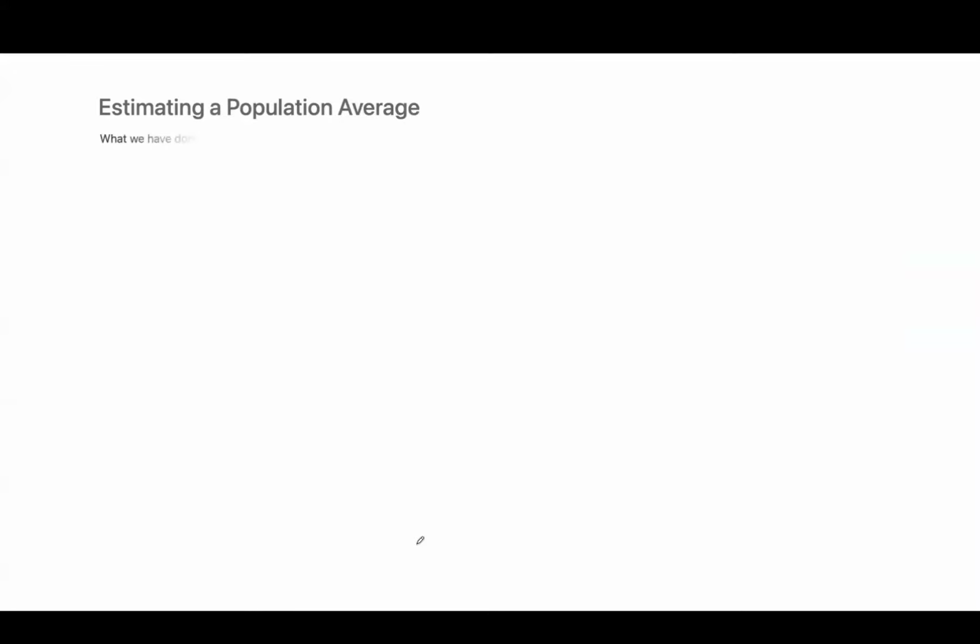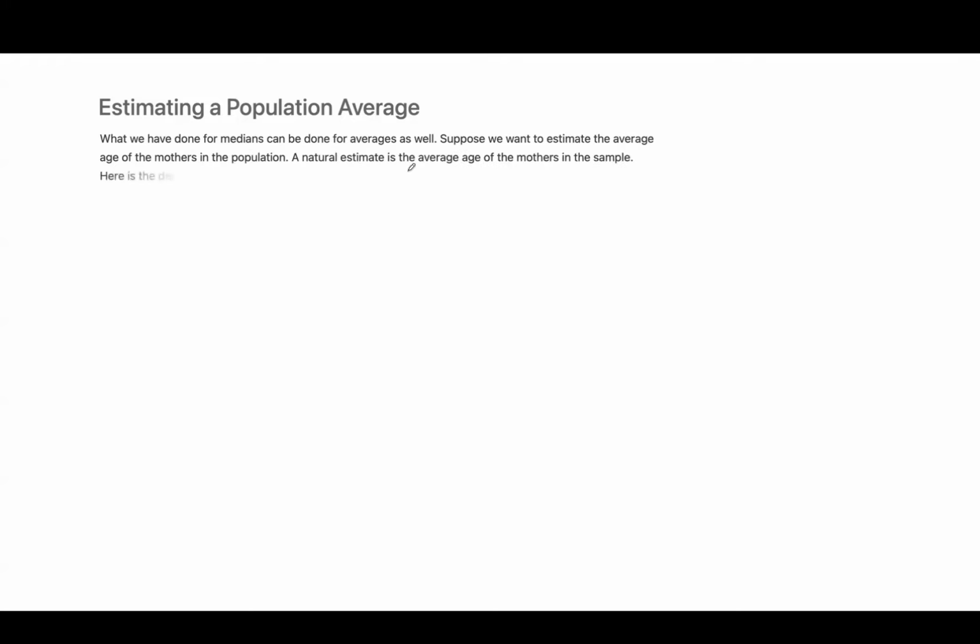Estimating a population average. So far we just saw how to estimate the median of the population. We can do the same process for averages, the means. Suppose we want to estimate the average age of mothers in the population. A natural estimate is the average age of the mothers in the sample. Here's the distribution of their ages and their average age, 27.2 years.